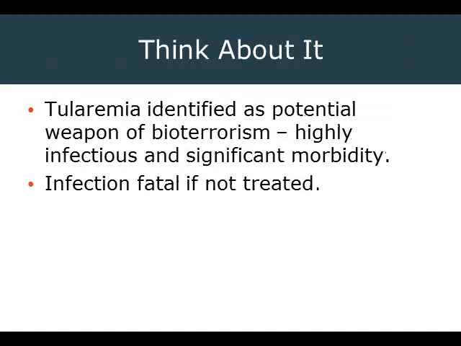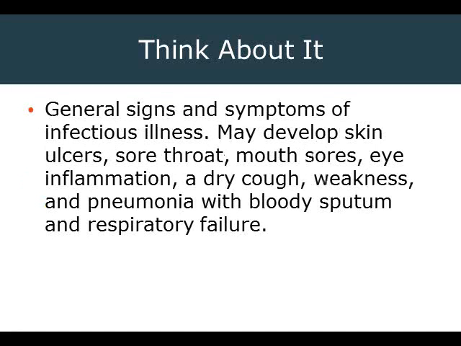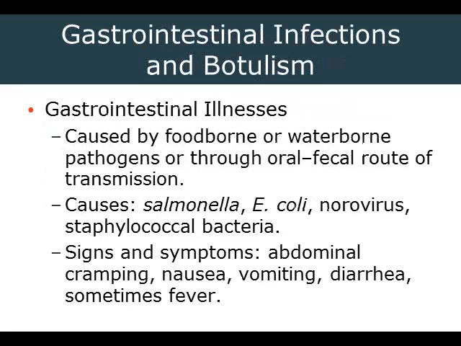Tularemia. Tularemia is another bacterial disease of animals, typically of rabbits and rodents. Only about 200 cases per year in the United States. It's been identified as a potential bioterrorism agent. Infection can be fatal if it's not treated, but basically it develops skin ulcers, sore throats, mouth sores, eye inflammation, dry cough, weakness, pneumonia. So the general signs and symptoms of infectious illness can develop, same thing that I just told you, sorry.